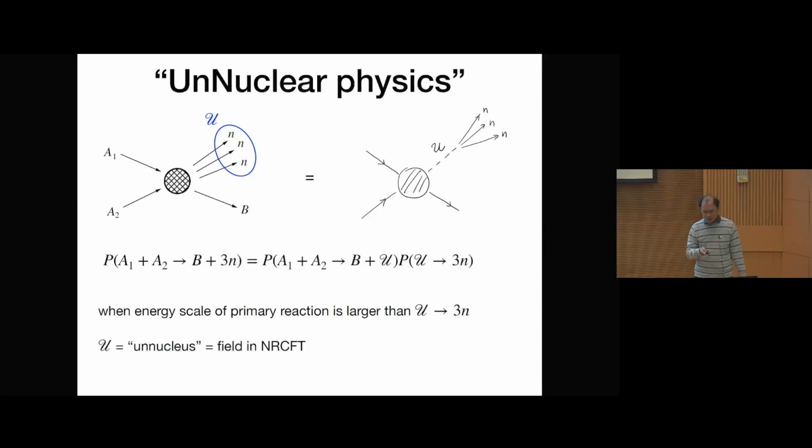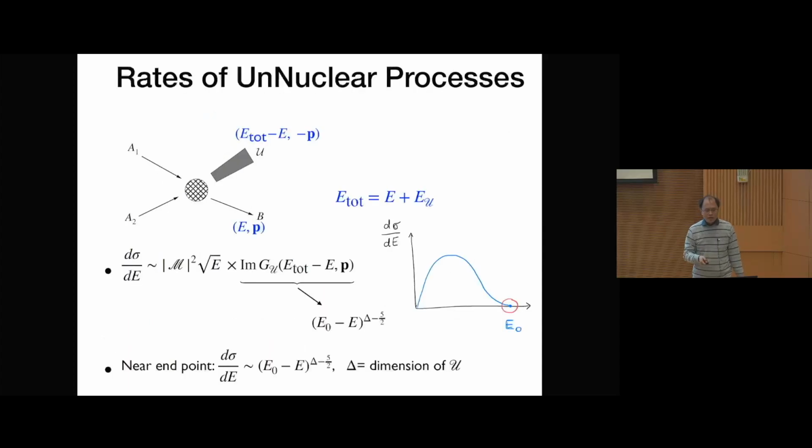So it's an operator where the decay rate of U to the final product is equal to the imaginary part of the propagator of U. That imaginary part, we know how to compute. It depends on the dimension of the operator, and using kinematic considerations, we can relate this imaginary part with the distance to the endpoint. It turns out to be E0 minus E to the power of delta minus 5/2, where delta is the dimension of that U. So near the endpoint, we have a universal power law behavior of the cross section dictated by the interaction between the neutrons that respects conformal invariance.